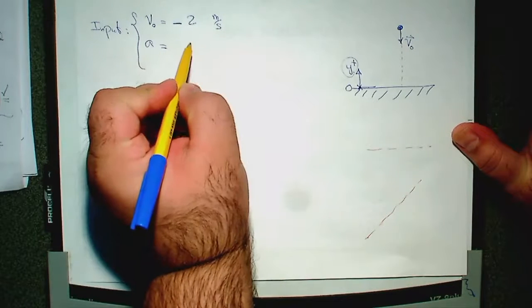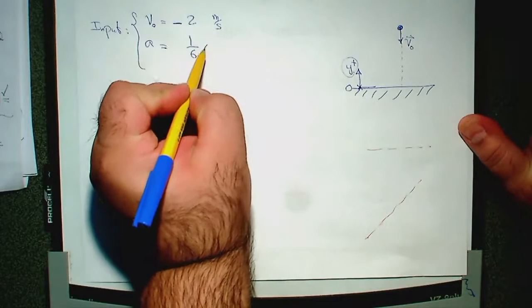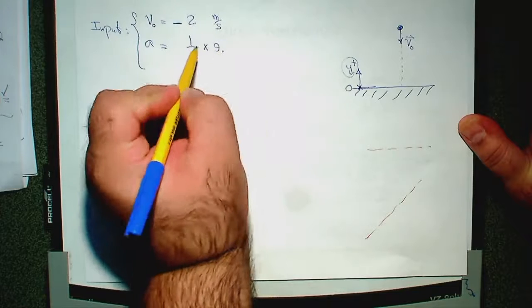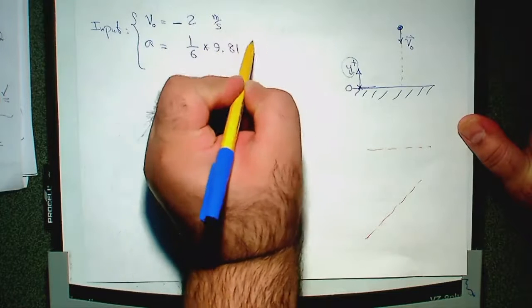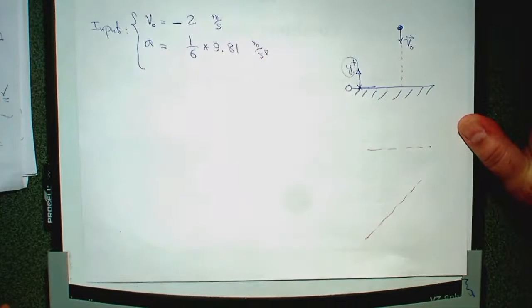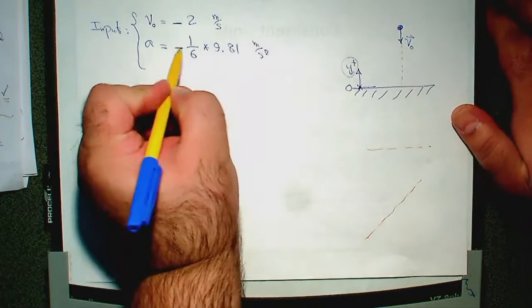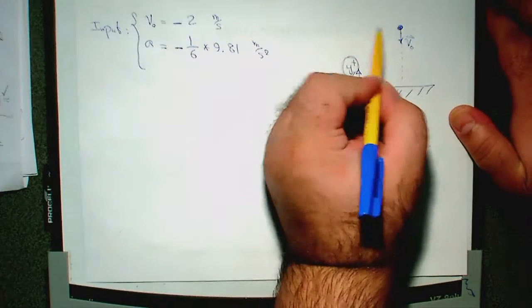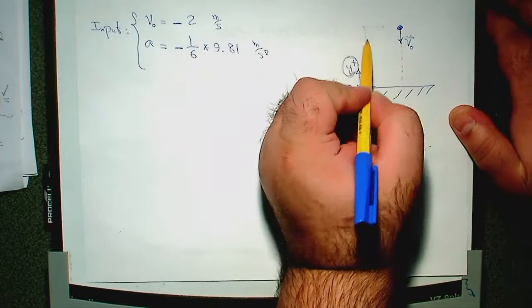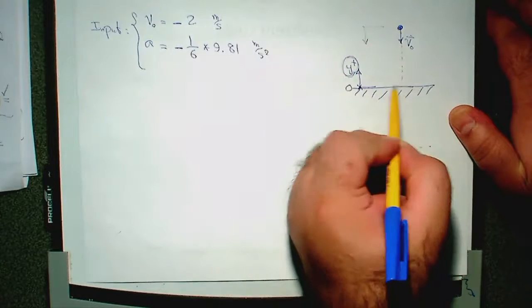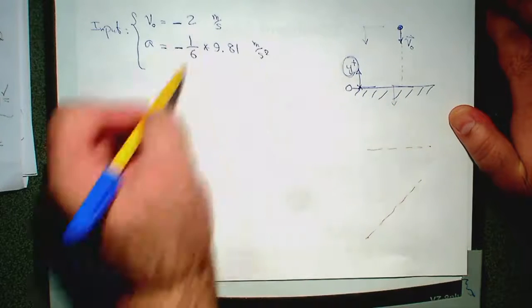A, the magnitude is 1/6 multiplied by 9.8 units. Is it positive or negative? The acceleration is downward as well, yes? The Earth attracts the object. Based on this sign convention. If you choose a different sign convention, for example downward positive, all the signs will be changed.